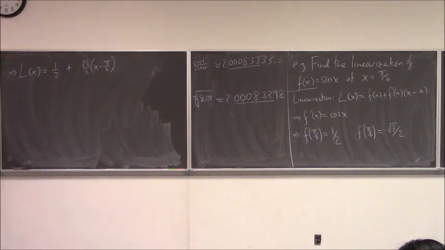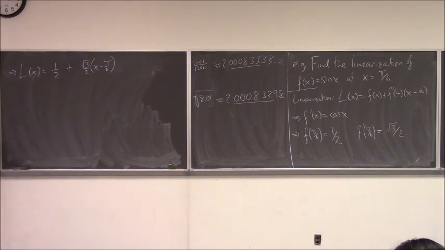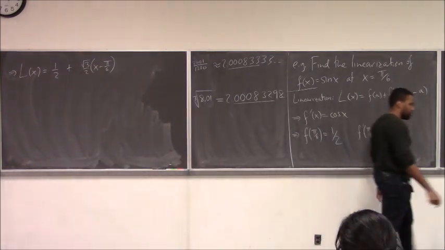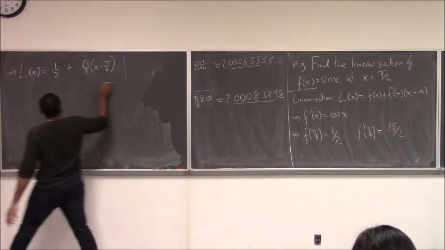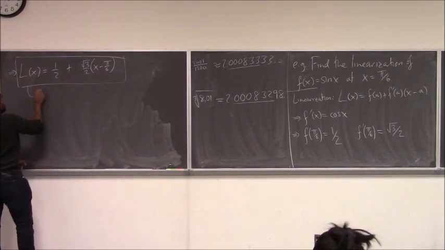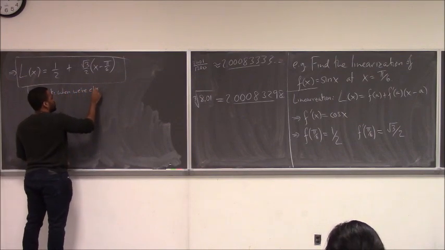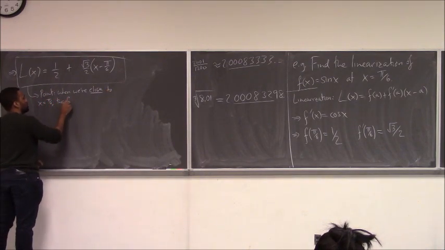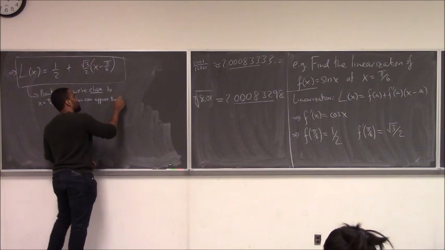If you have an x value that's super close to pi over 6 and you want to know what the sine function would give you, you can actually plug that x value in here, calculate this number, and it'll be very close to what the sine function would actually give you. So when we're close to x equals pi over 6, this function can approximate the sine function.